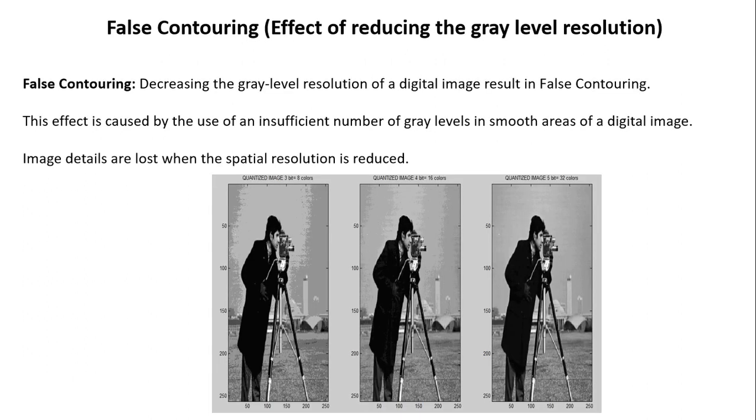False contouring, that is the effect of reducing the gray level resolution. Decreasing the gray level resolution of a digital image results in false contouring.